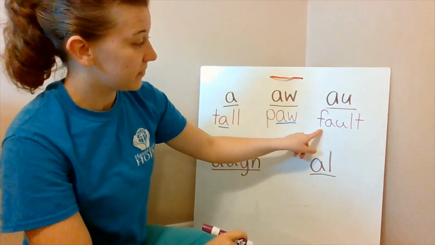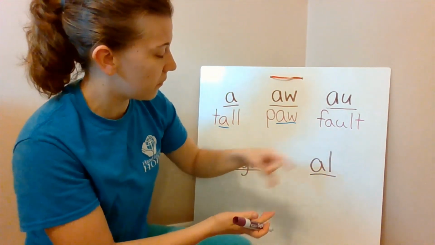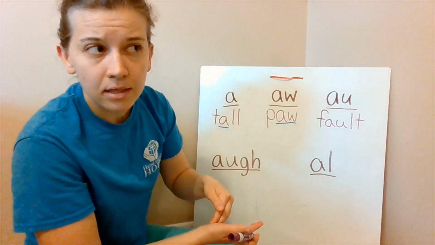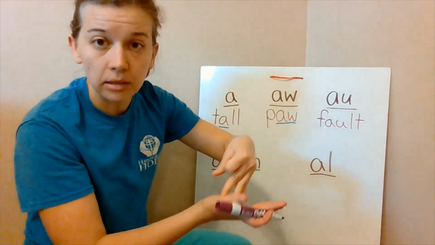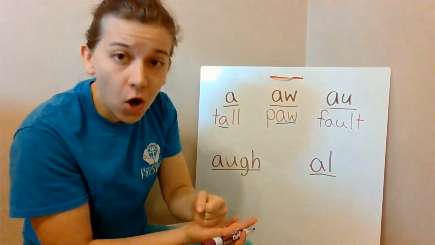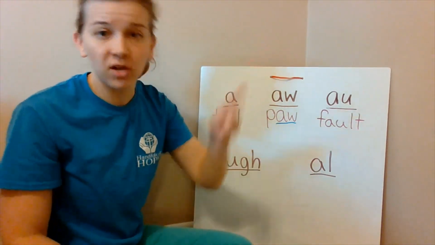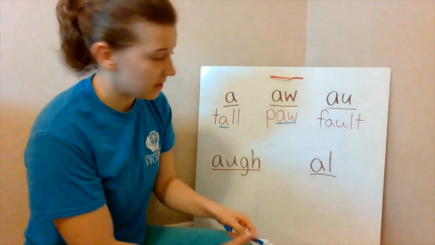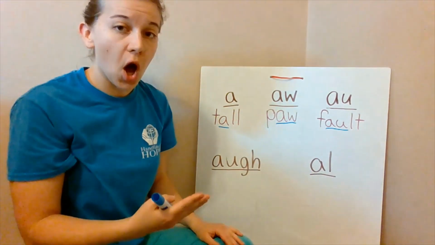Let's tap it out. AU says aw, so aw, o, t. Whoa, let's try tapping that again. Aw, o, t. Fault, fault. So that's when you're blaming someone, you say it's their fault or it's my fault or things like that. All right, so AW in the word fault says aw.